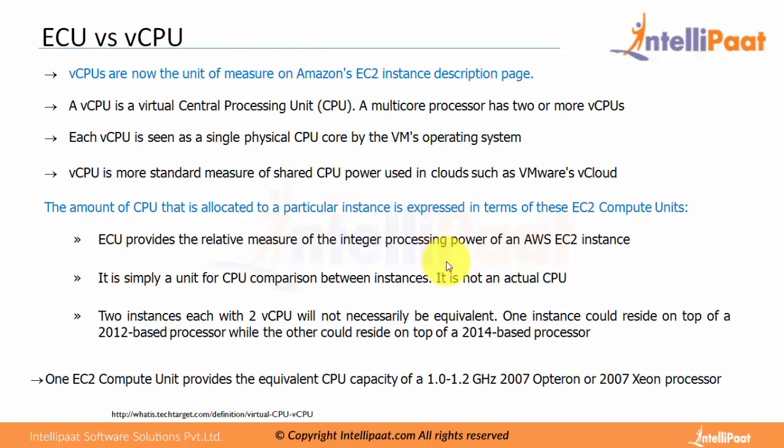Now, if you have observed, everywhere the word used was virtual CPUs. This is around a year and a half back, something like mid of 2014, Amazon started calling this a vCPU. Virtual CPU is a terminology made popular by VMware. This is based on the VM's operating system.